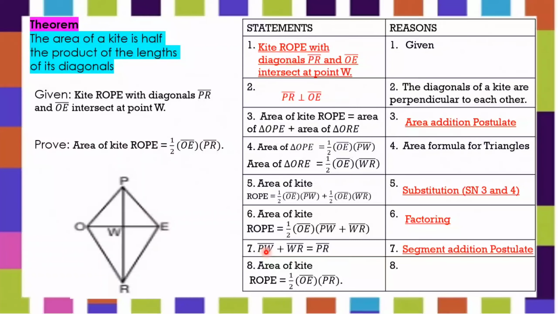So next, we have the area of a kite ROPE is just equal to half of OE times PR. Under what reason? Substitution from statement numbers 6 and 7. So, yung PW plus WR na ito, nakuha natin sa number 7 that they are equal to PR. Therefore, we substitute PW plus WR by PR. So, we have proved that the area of this kite ROPE is just equal to half of the product of diagonals OE and PR.